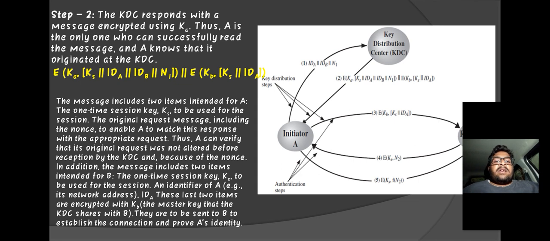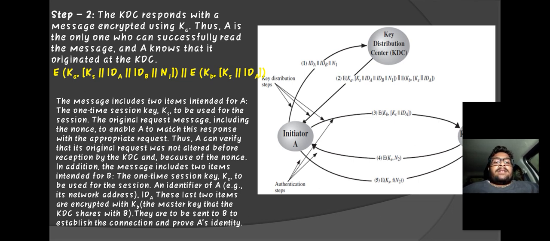Step 2. The KDC responds with a message encrypted using KA. Thus, A is the only one who can successfully read the message, and A knows that it originated at the KDC. The message includes two items intended for A: the one-time session key KS to be used for the session, and the original request message including the nonce to enable A to match the response.